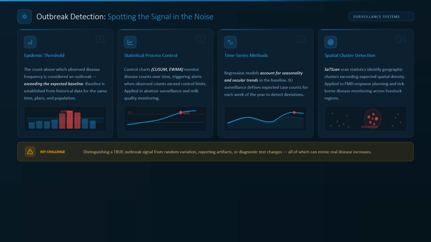Detecting outbreaks within a system is powerful, but disease doesn't respect the boundary between animal and human health. Next, we'll look at how One Health surveillance connects those systems together.